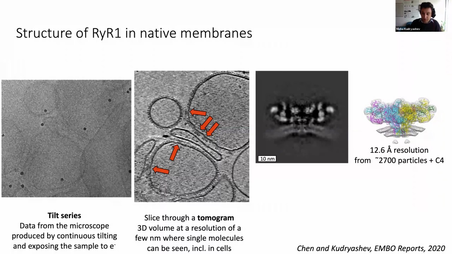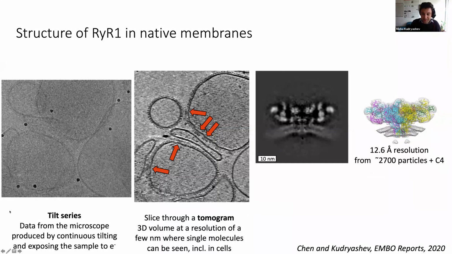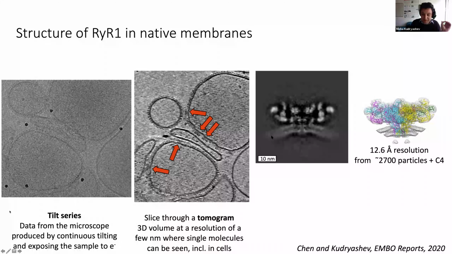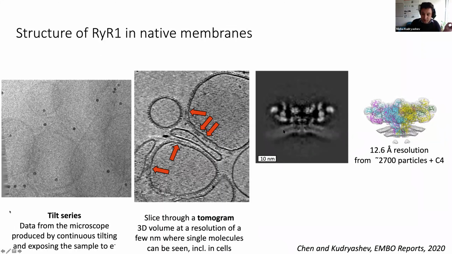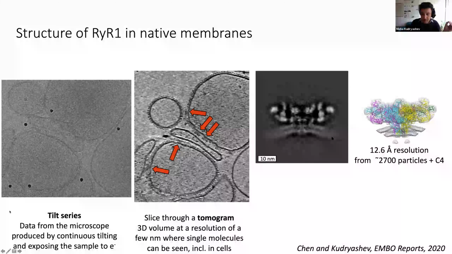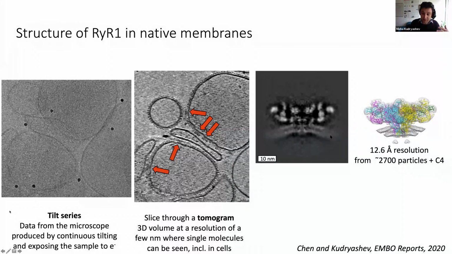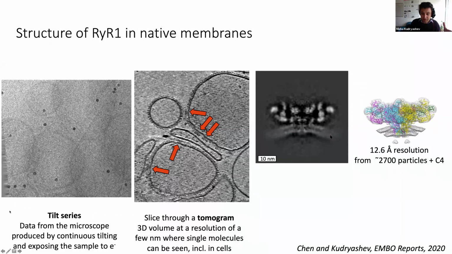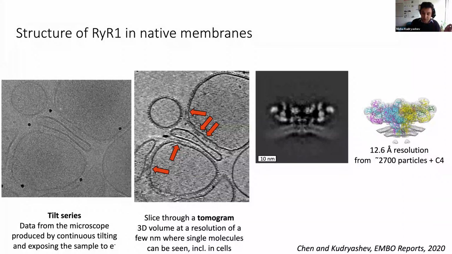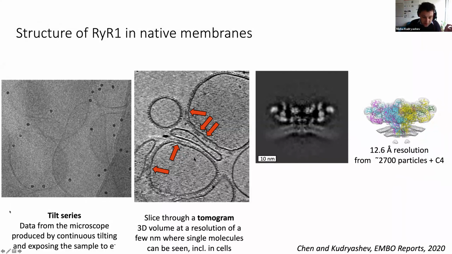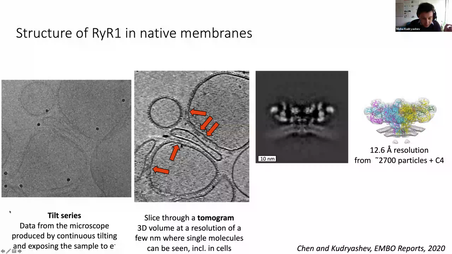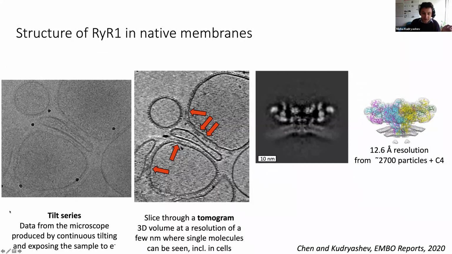And so what we could see is several additional densities, but what's most interesting for us was that the membrane is actually not flat, but it's a little bit bent, and the curvature of the membrane is different to what you would expect from the curvature of the vesicle itself. It's much more curved. And you can actually also see the curvature of the membrane around individual ryanodine receptors in tomograms.